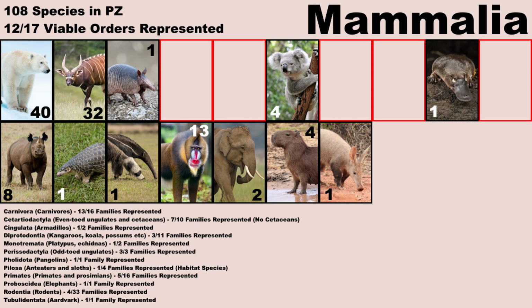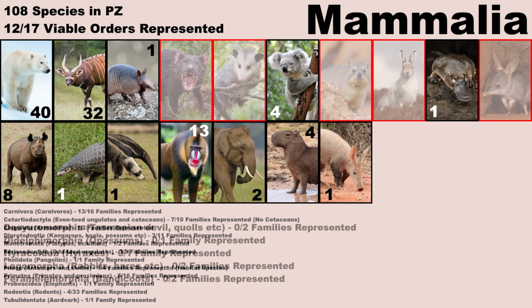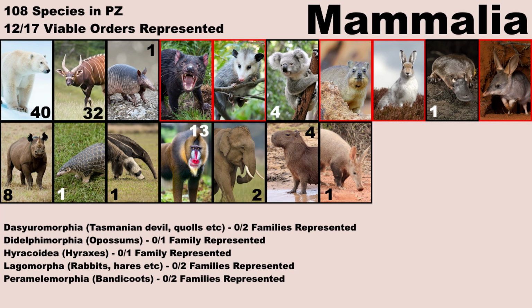So if we look at those other 5 then that we are missing in this next slide, so we have Dasyuromorphia, so the Tasmanian devil quolls, things like that. We've got the opossums, so the Virginia opossum there. We've got hyraxes, rock hyrax in that picture there. We've got lagomorphs, so rabbits and hares and things like that. And then we've got the bandicoots, so in that picture is the greater bilby. So yeah, we're not too bad. Obviously only 5 species not represented.